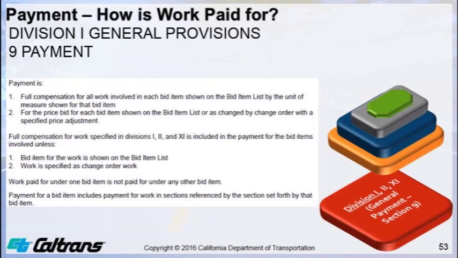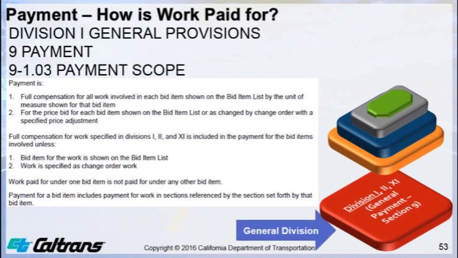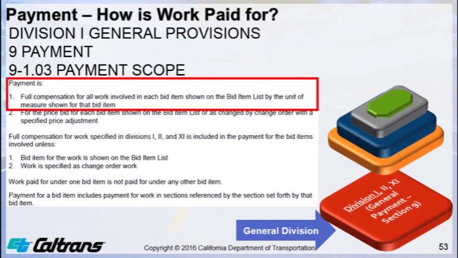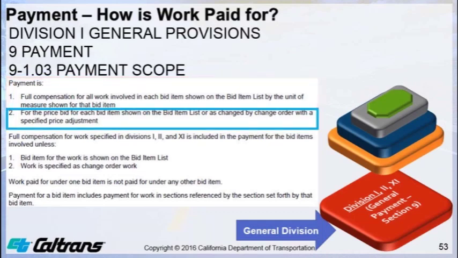To answer the question, how is work paid for, we start at Section 9103, Payment Scope, in the General Division, which states that full compensation for all work involved in each bid item shown on the bid item list is by the unit of measure shown for that bid item. The second thing is the price bid for each bid item shown on the bid item list, or as changed by a change order with a specified price adjustment.